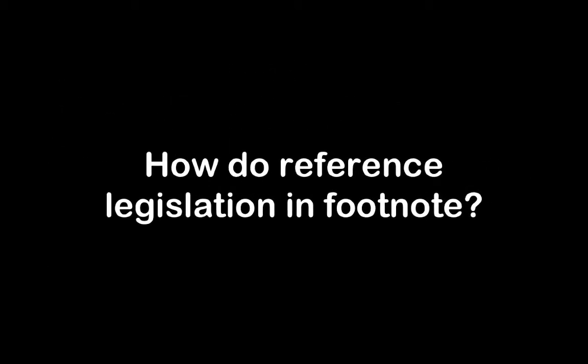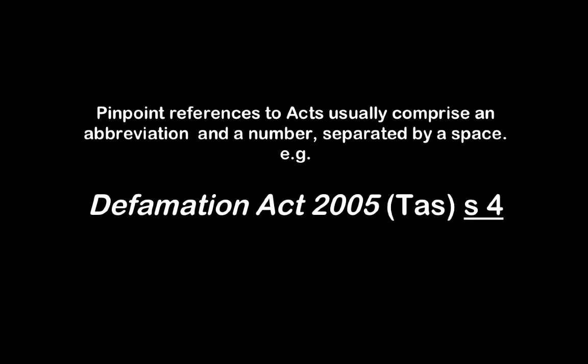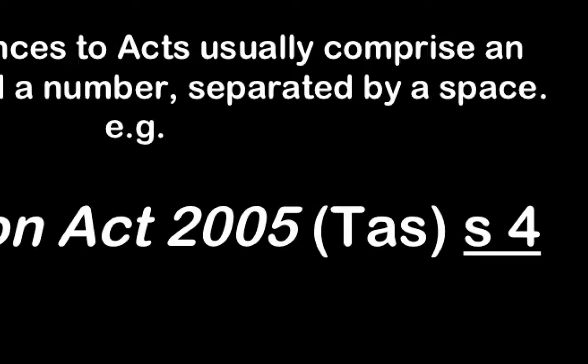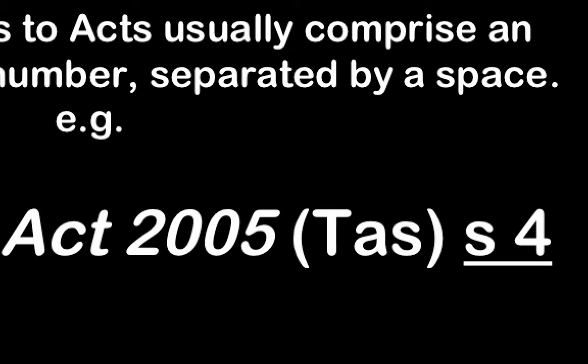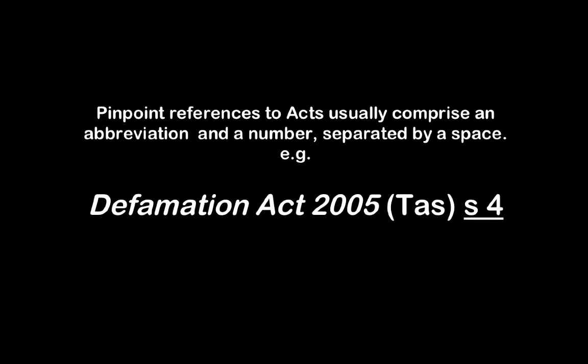Then the addition of citing in your footnote is to include a pinpoint reference. Pinpoint references in Acts are also included in the AGLC 3 guide. Each pinpoint has an abbreviation and a number. You'll want to refer to the AGLC 3 guide for the correct abbreviation of your pinpoint. So here we're looking at the Defamation Act of 2005 in Tasmania, and Section 4 is our pinpoint. This would not be included in the bibliography, but only in the footnote.